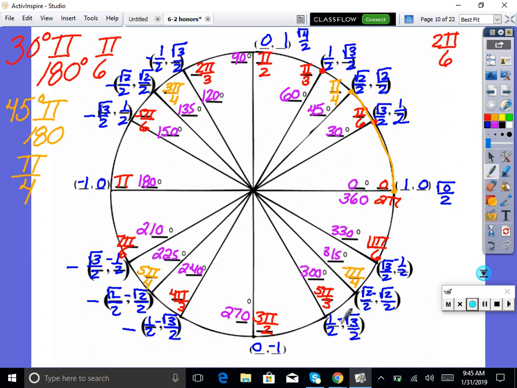Questions on how to fill that out? Okay, in a second I'm just going to give you tons of time to practice filling it out from start to end a few times, because you have blank ones.